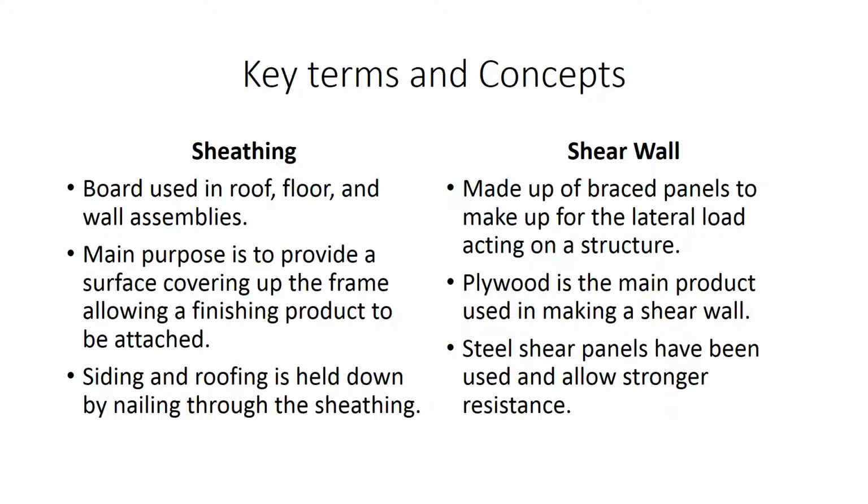A shear wall is made up of braced panels to make up for the lateral load acting on a structure. Plywood is the main product used in making a shear wall. Steel shear panels have been used and allow stronger resistance.